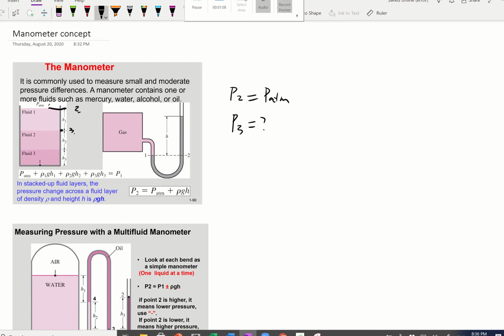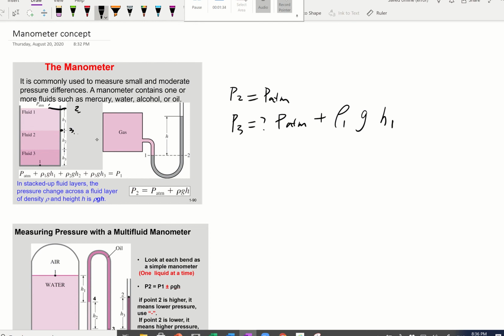How about 3? 3 is going to be deeper. We learned that pressure increases with depth. So it's atmospheric pressure, originally from P2, plus how much increase? Rho 1 times g times the height. The difference between 2 and 3 is H1, so rho 1 g H1.